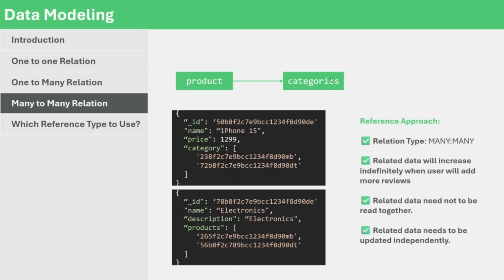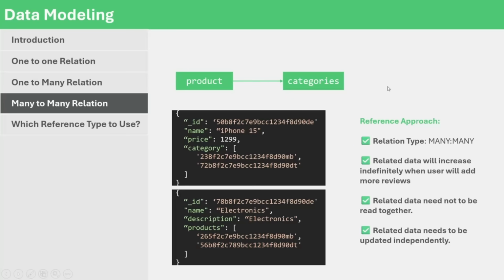Then let's take another example. Here we are taking an example of many-to-many relationship. Remember that whenever you have many-to-many relationship between two data entities, without thinking of any other thing, you should go with reference approach. So here we have two entities, product entity and categories entity. And the product and categories have many-to-many relationship. One product can have multiple categories and one category can have multiple products associated with it. So here we have many-to-many relationship, and whenever we have many-to-many relationship, we should always go with the reference approach. So in that case, we don't need to check other criteria here.